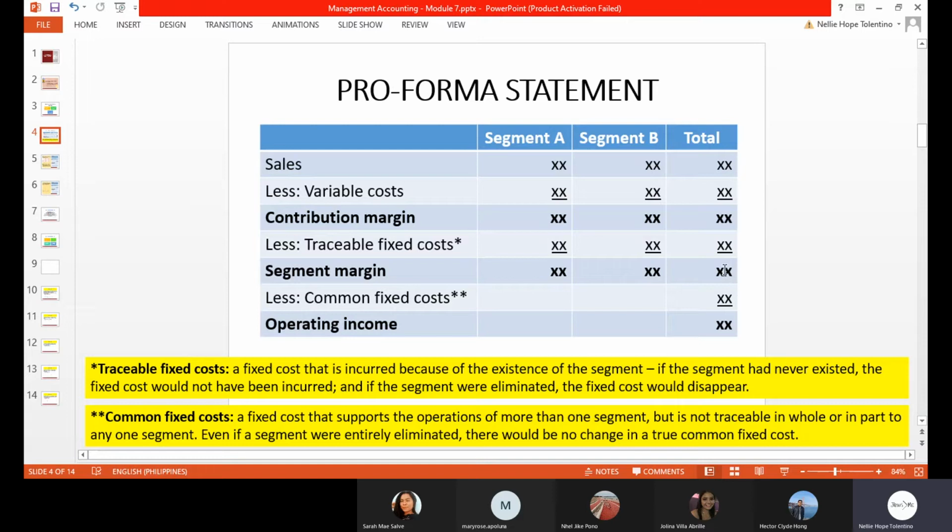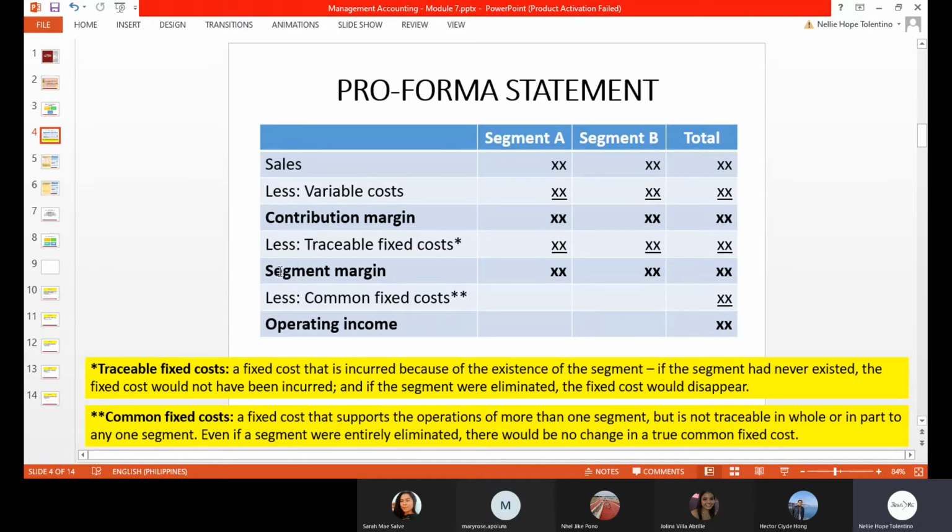And then from the total segment margin, i-less mo yung common fixed cost, total common fixed cost with your income. Yung pwede lang natin ma-solve dito is yung contribution margin ni A and B, segment margin ni A and B, and operating income of the whole firm, of the whole company. We cannot compute for the operating income of segment A and segment B, not unless specifically stated sa problem na pwedeng ganun. Pero usually, this is a pro forma statement.